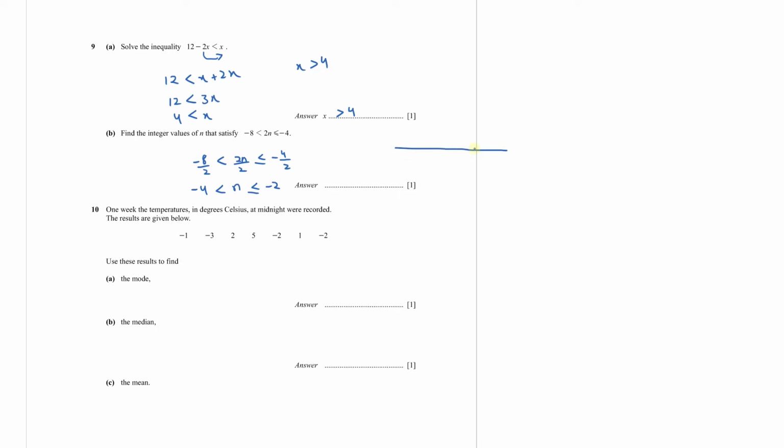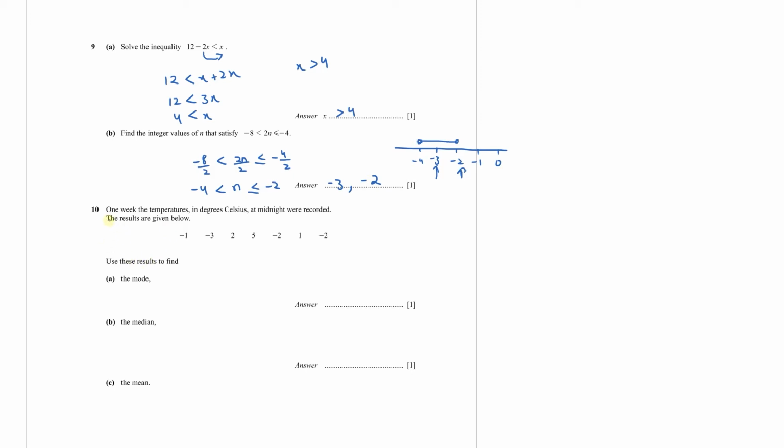So if you have a number line here, you have minus 4, minus 3, minus 2, minus 1, 0. So n is greater than minus 4. That means n is greater than, and then less than here. So minus 4 is not included, but it's less than or equal to minus 2. So the two values are minus 3 and minus 2. So the integer values of n are minus 3 and minus 2.